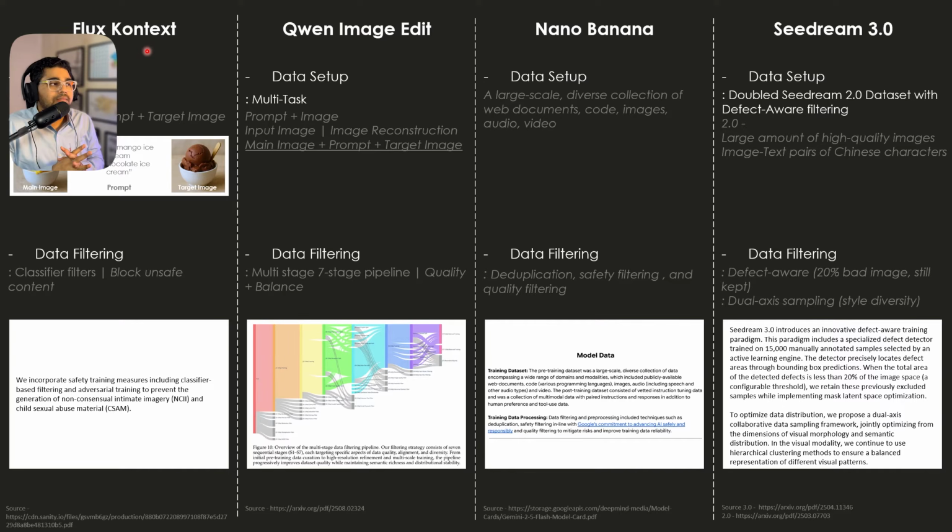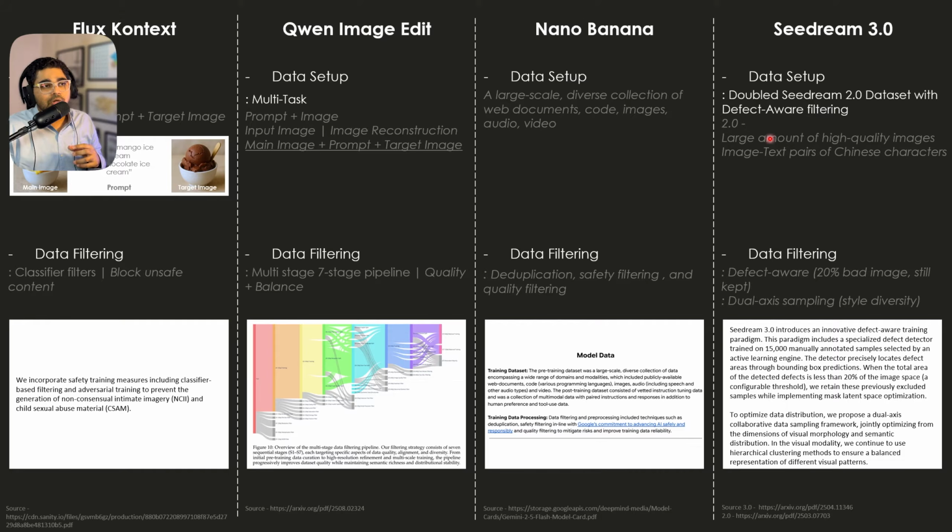With QwenImageEdit, you have multitask training. So you have your prompt plus image, and sometimes only images for reconstruction. And in our case, which is image editing, they again have triplets of main image, prompt, and target image. NanoBanana does not really specify how it is setting up the training dataset, but all they say is a large-scale diverse collection of web documents, code, images, audio, and video.